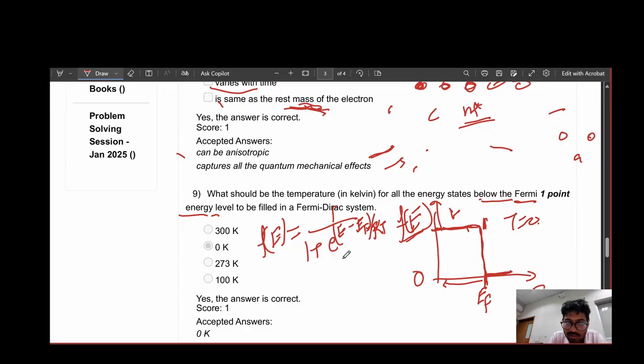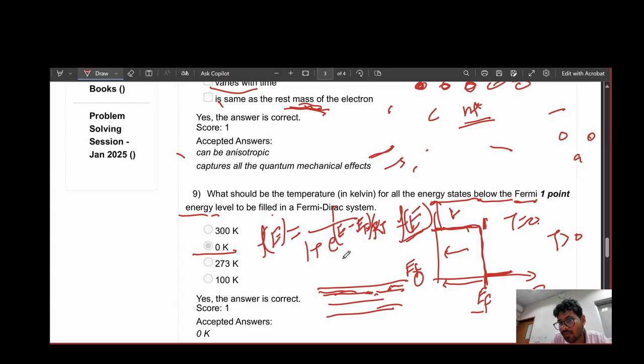So this question is asking what the temperature in Kelvin should be for all energy states below the Fermi energy to be filled, so the probability of finding an electron is 1. All the states below the Fermi energy are full. Whatever states are below EF, these are all full. At 0 Kelvin only, all the energy states are filled. For temperature T greater than 0, it will show some deviation.